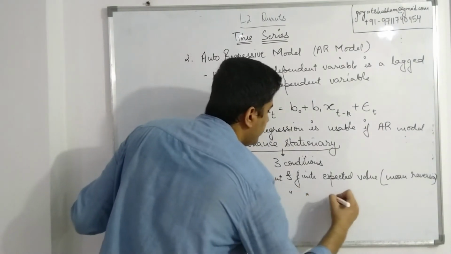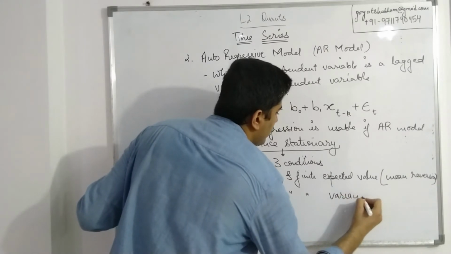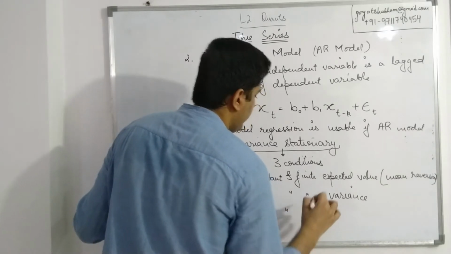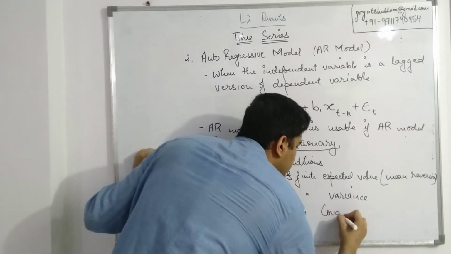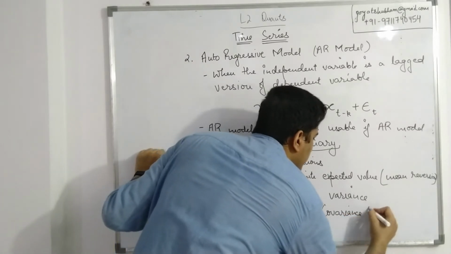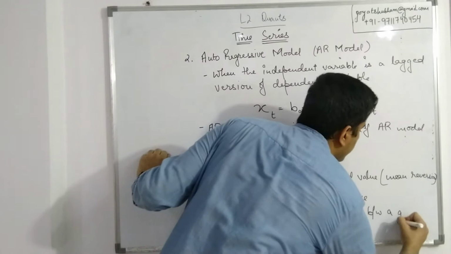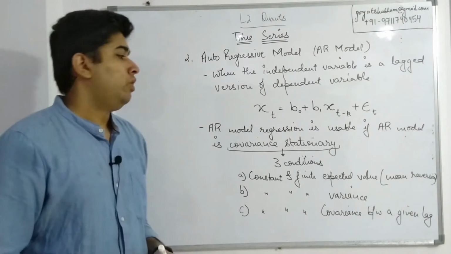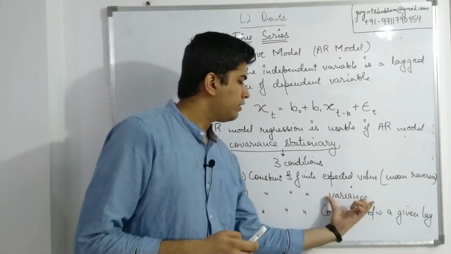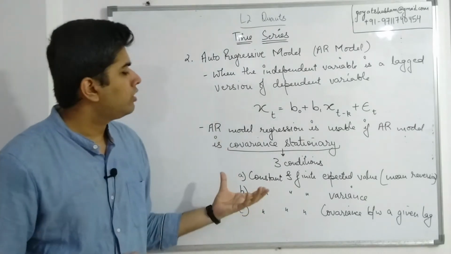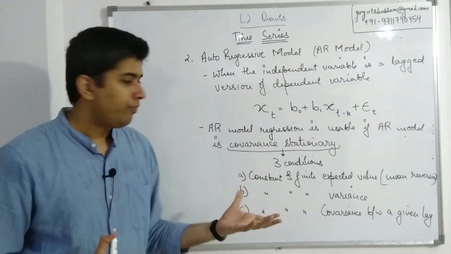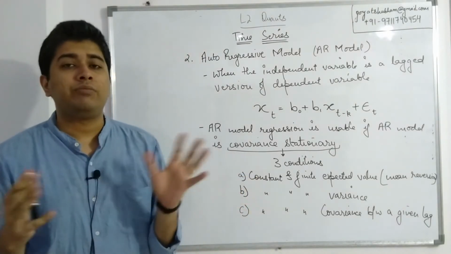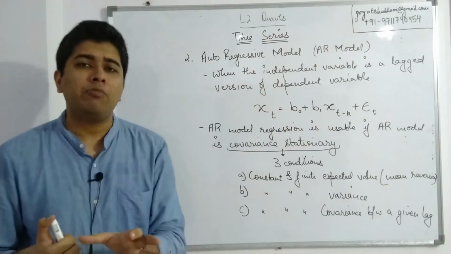Constant and finite variance. And constant and finite covariance between a given lag. So we've had a condition like this for linear regression where we want the variance to be constant. So that same condition is here. So this is nothing new. This is exactly the same as the assumption we had in case of both linear and multiple regression.